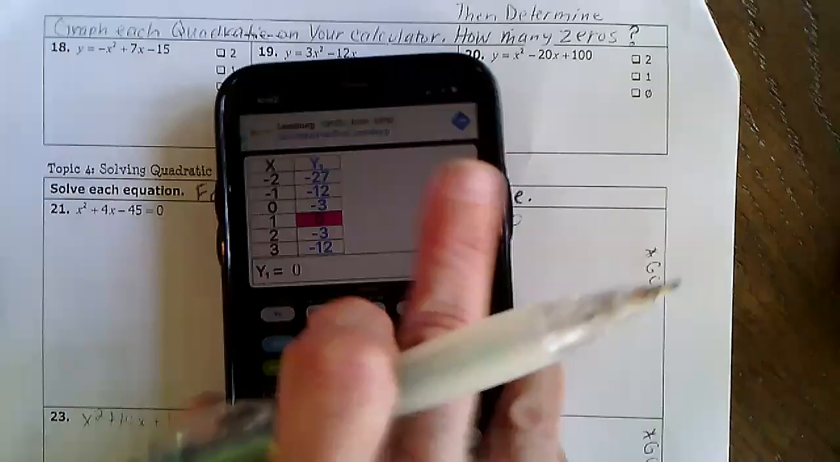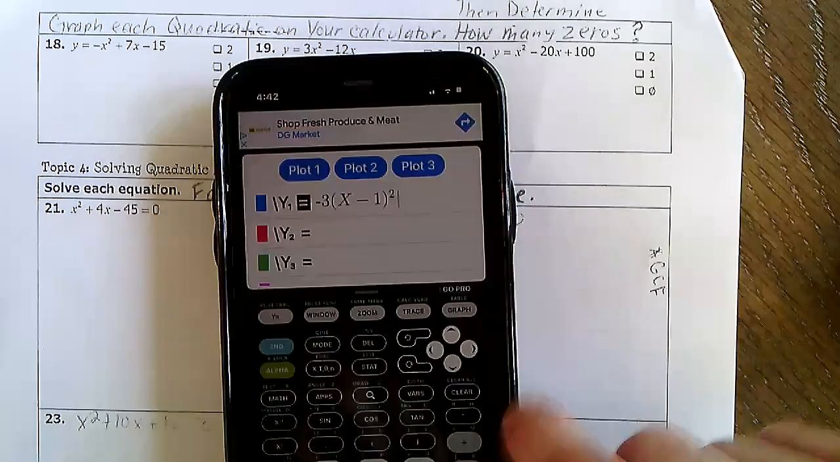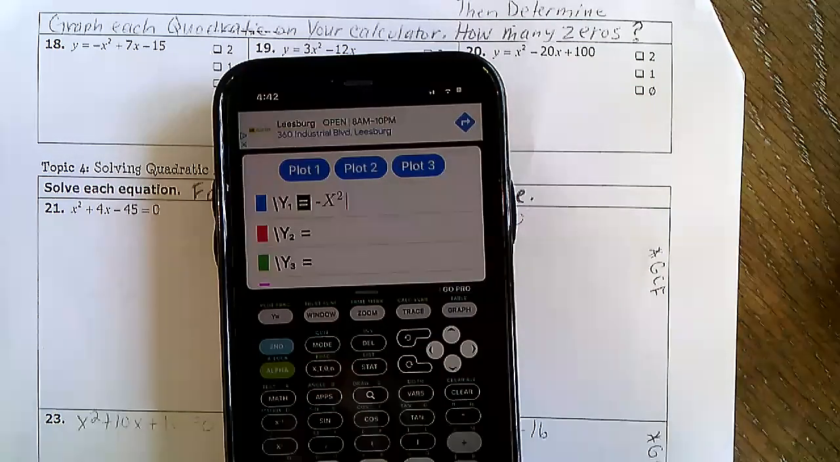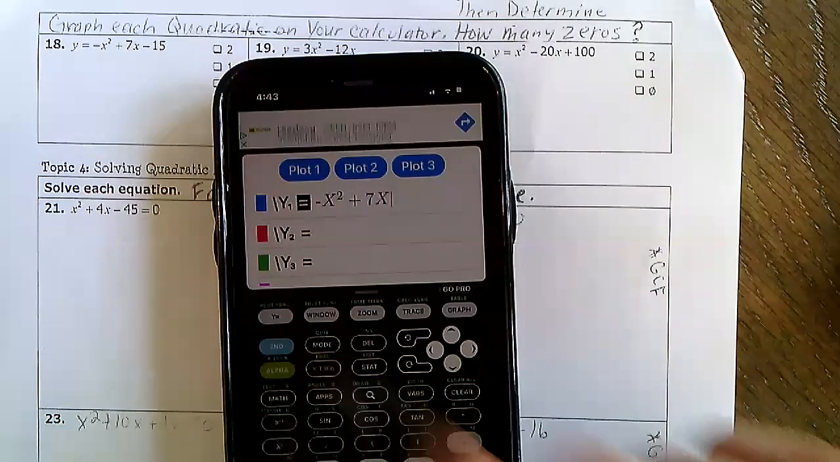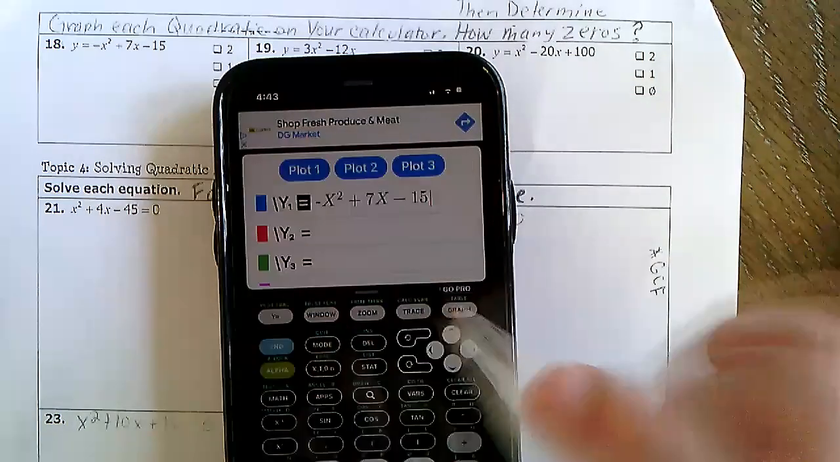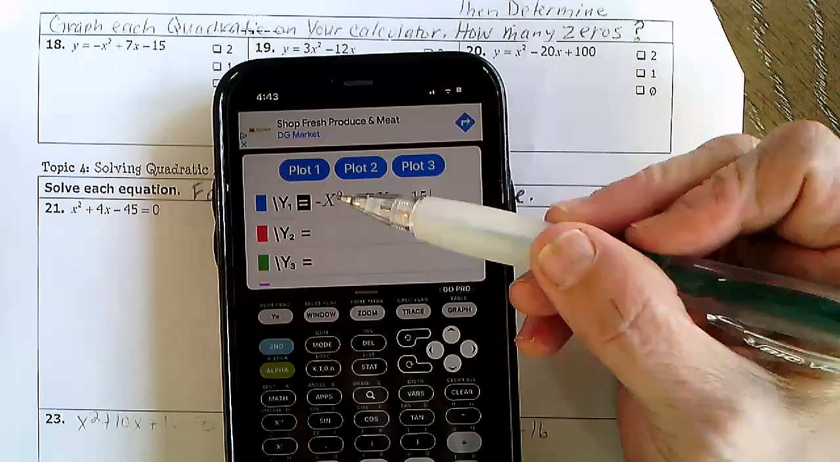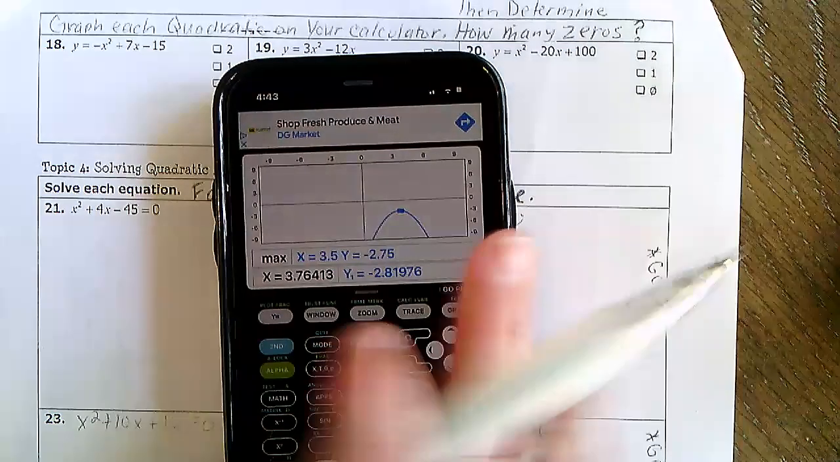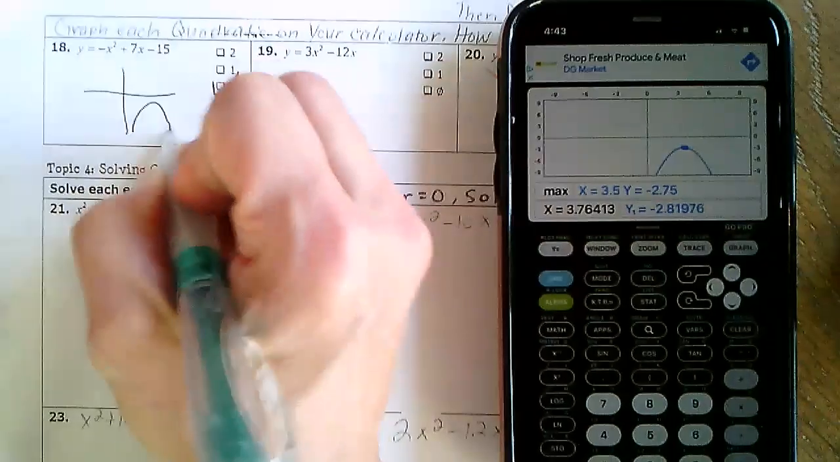Okay. All right, so then on the back, how many zeros are there? Well, we're going to graph each function and just look and see how many zeros there are. Y equals negative x squared plus 7x minus 15. It doesn't cross the x-axis. So there aren't any zeros. I mean, it looked like that.